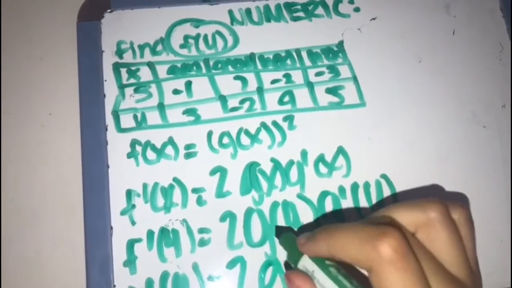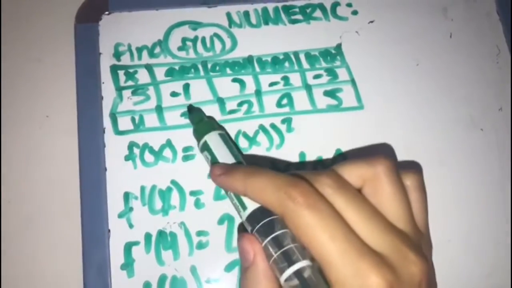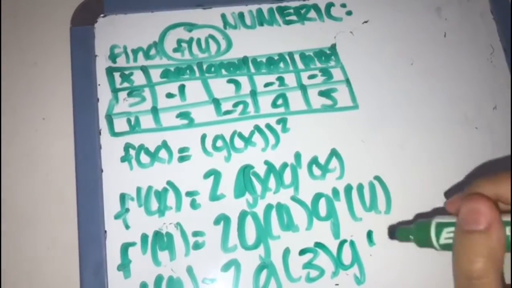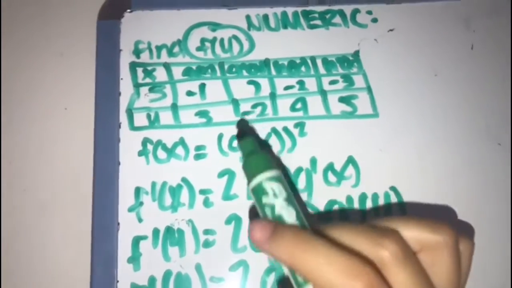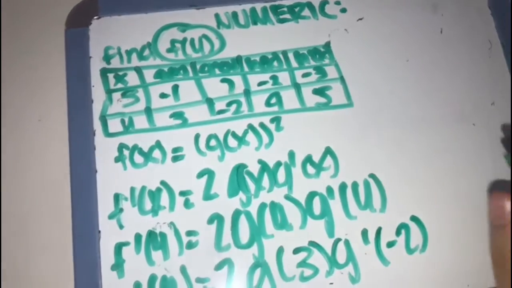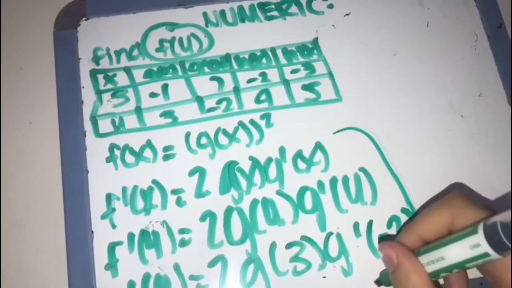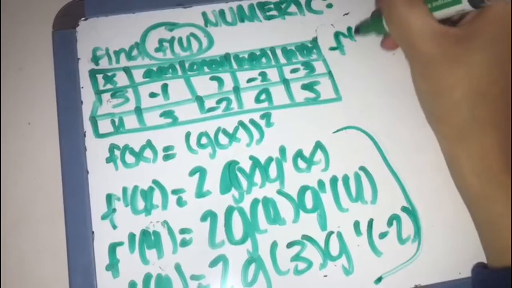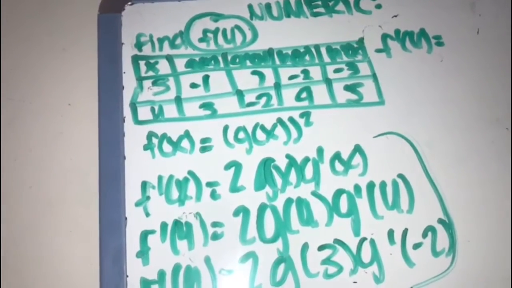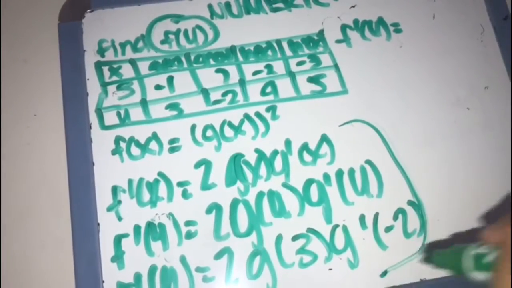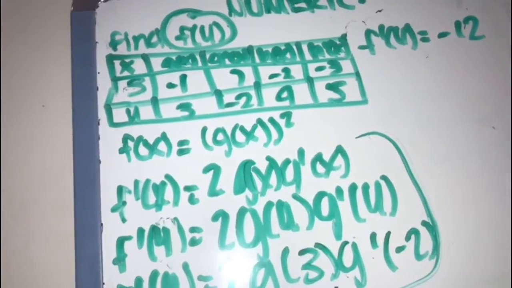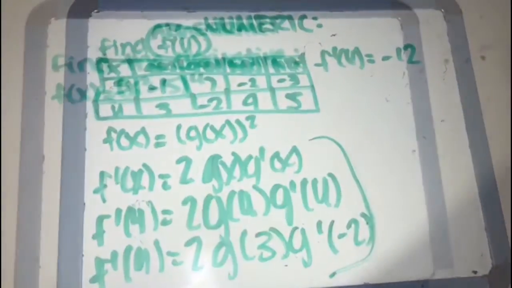So 2 g of 4. What is g of 4? g of 4 is 3. So you would interpret 3 in there, and then g prime of 4 is -2. So you would include -2 right there. Then f prime of 4, you simplify everything, okay? So 2 times 3 is 6, times -2 would be -12. And this would basically be your answer for this problem.